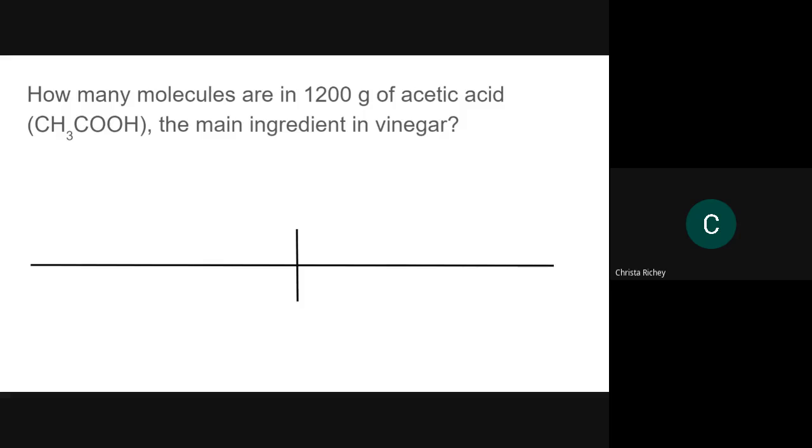All right. We have acetic acid. This is vinegar. Formula for acetic acid is CH3COOH. I'm starting with 1,200 grams of vinegar. I want to know how many molecules. Oh, this should be a two-step. Did I not do this one right? I have to work this one on the board. Okay, I'm going to change it to moles, and then I'm going to add the other one on the side. Heck, I may as well just fix it now.